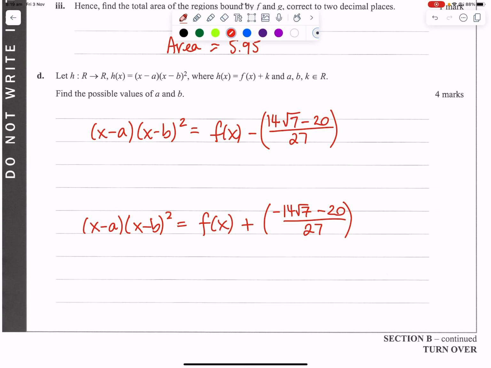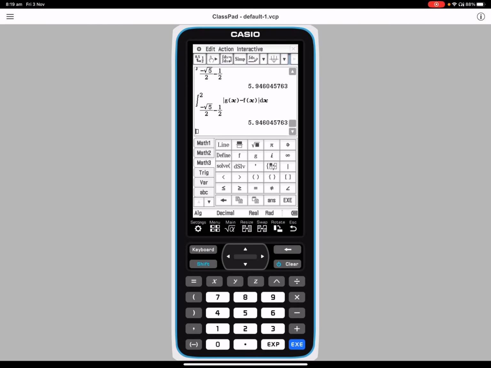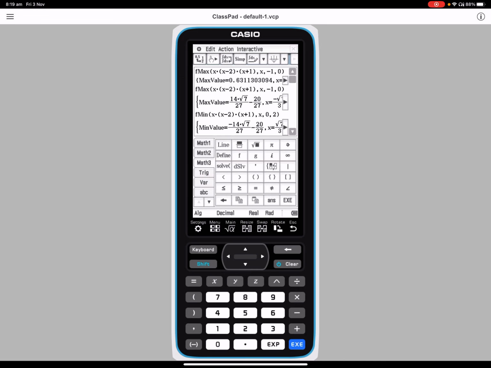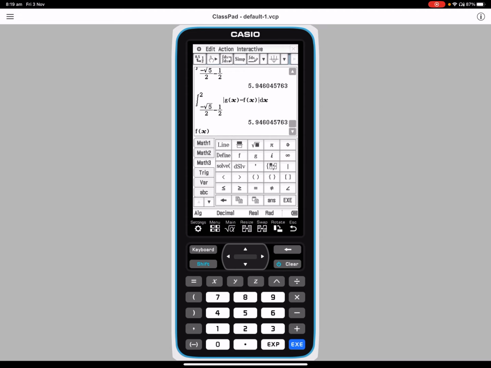Now, let's see if the calculator is smart enough to say f of x, grab that, f of x minus that, can it factorize that?